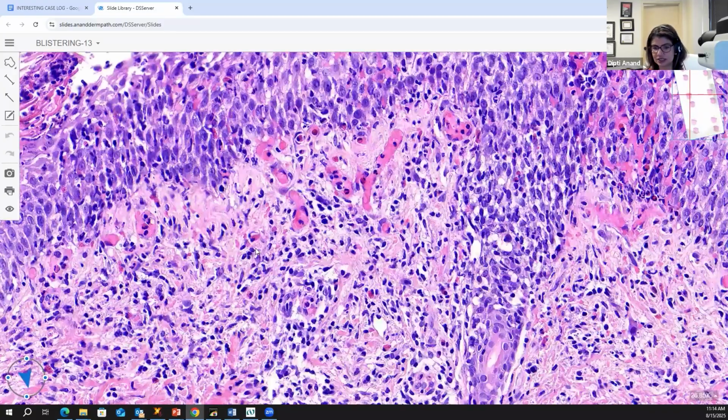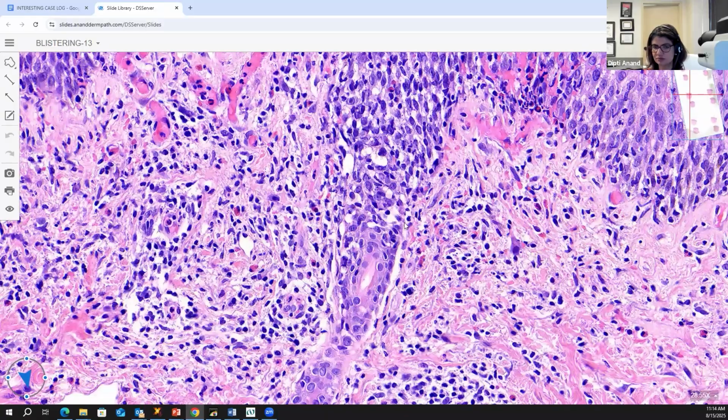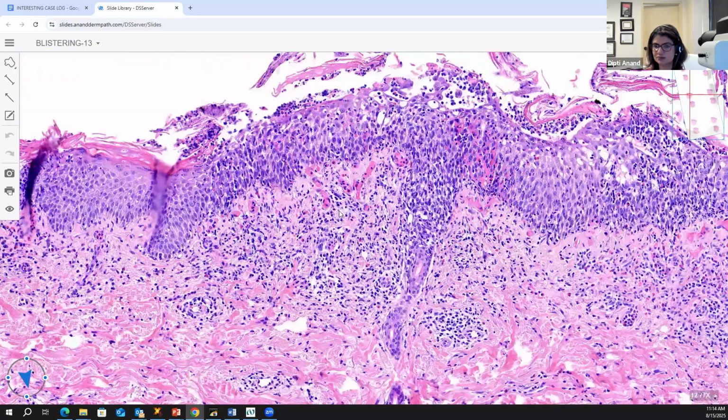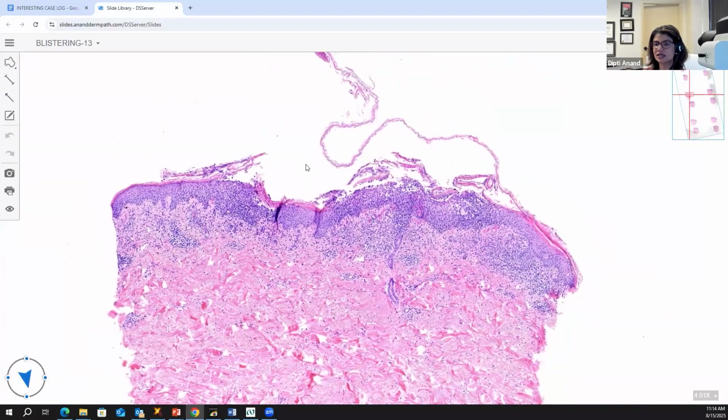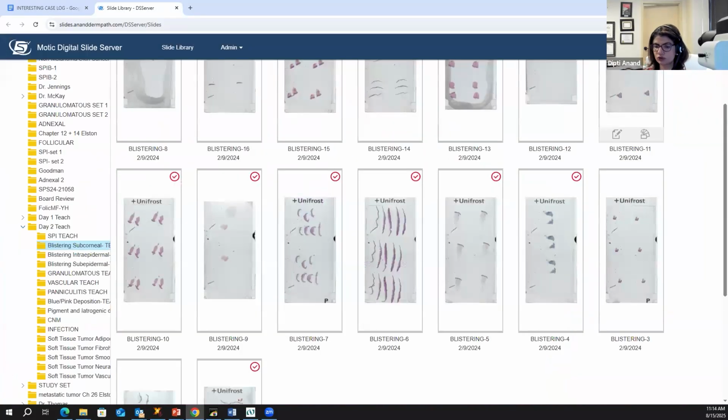So you can see how there are a lot of eosinophils in the dermis along with variable degree of dermal edema, and then the subcorneal split with the neutrophils. So that is acute generalized exanthematous pustulosis. I'm going to show you one more example of that.